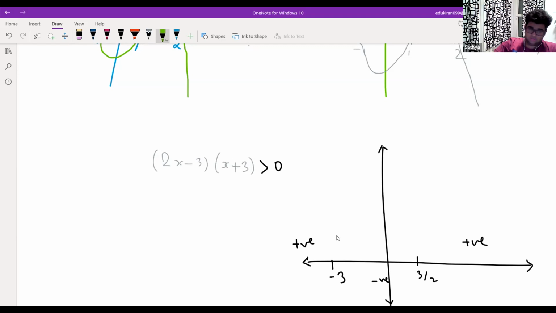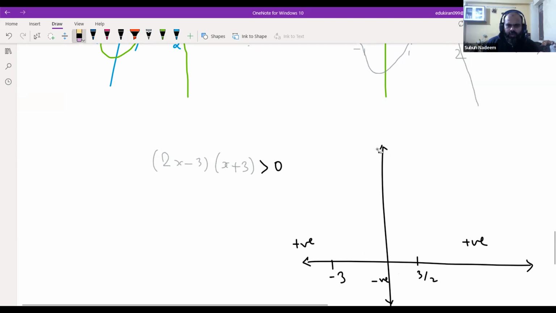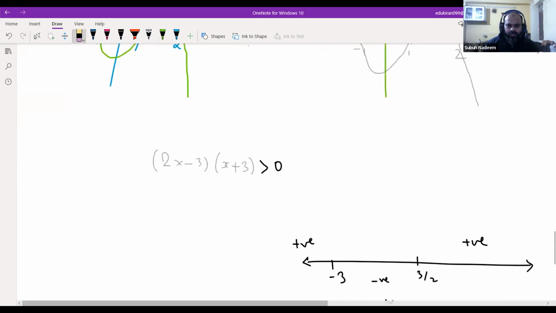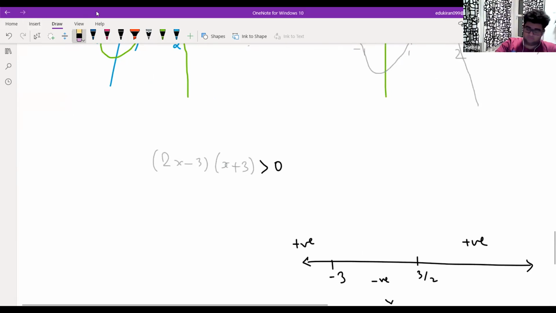Isn't the region between minus 3 and 3 by 2 both positive and negative? What do you mean by the region between minus 3 and 3 by 2? This is the region, if we eliminate this y-axis. So how is that negative? How do we know it's negative? Why is the rightmost region positive? Can you tell me?